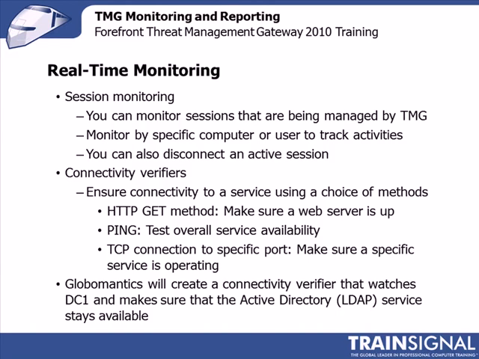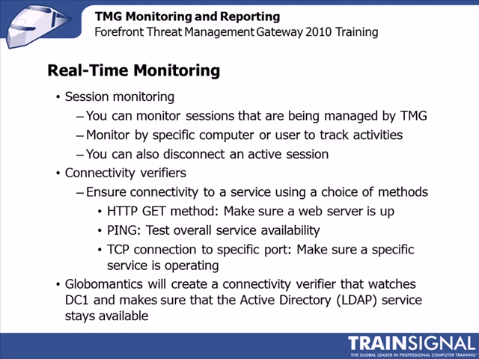Earlier, I mentioned what's called a connectivity verifier. This ensures that connectivity to a particular service is actually available, and you have a choice of methods at your disposal. You can have Threat Management Gateway issue an HTTP GET method to make sure that a web server is up and that the web server is actually operational. Now you may just say, well, why can't you just ping the server? Well, the ping will tell you that the server is actually up, but by using HTTP GET, you can actually make sure that the web server service is actually running as well.